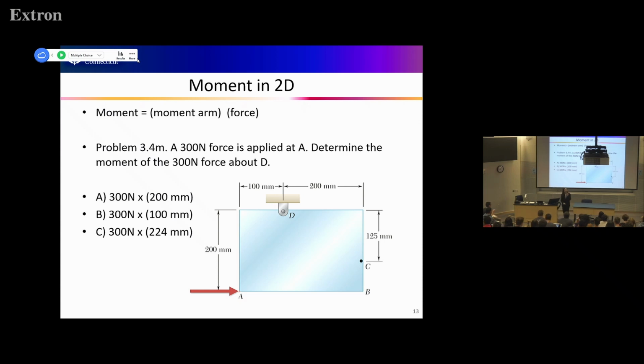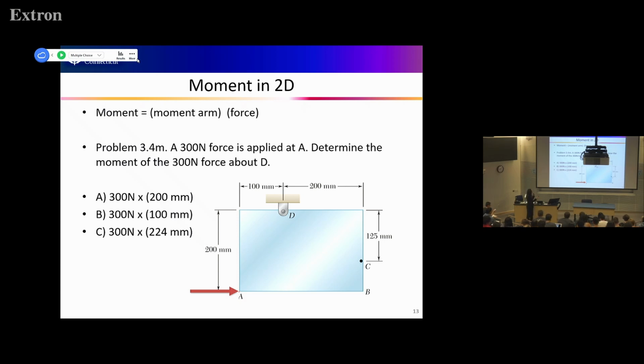Exactly. So moment arm is the perpendicular distance from a point to the force, right? And this is the force, okay? Then you need to think about the line of action. Line of action is here, right? And the perpendicular distance from here to this force is this distance, not this distance, okay? I like this clicker quiz a lot because after this quiz, you know much better about this moment arm.